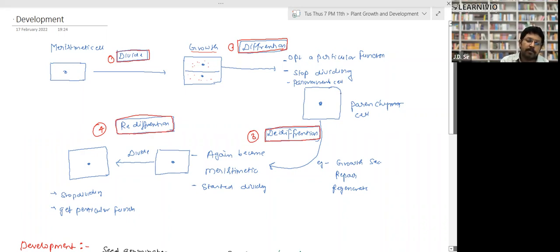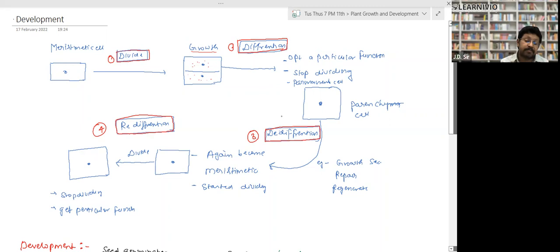After some time, when they get an injury, they have to heal again. How will the healing take place? These permanent cells, for example parenchymatous cells, will again become meristematic cells and start dividing. So from a meristematic cell becoming a permanent cell is differentiation, and from a permanent cell becoming meristematic again is a reversible reaction. That's why we call it dedifferentiation.